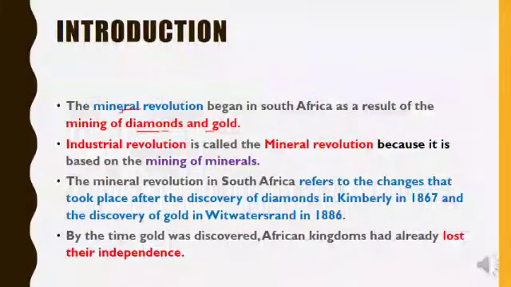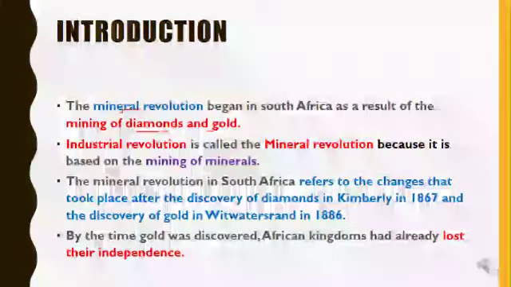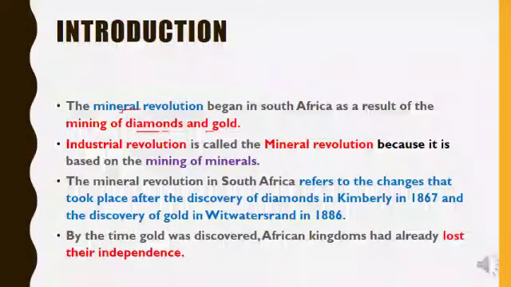So the first revolution was the agricultural revolution. Now we're speaking about the mineral revolution, when diamond and gold were discovered in Southern Africa. Then industrial revolution is based on the mining of minerals. So industrial revolution, remember, this is where people are using machines instead of using hands. When you move from manufacturing things using your hand to manufacturing things using the machine, it's called the industrial revolution.